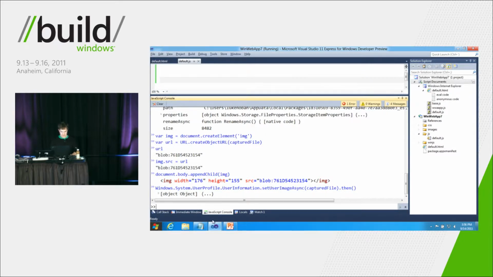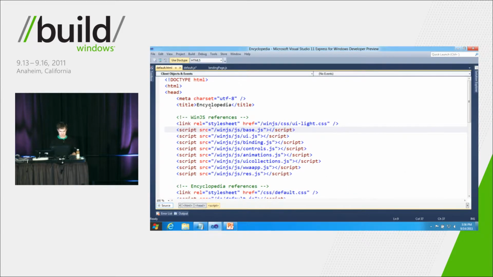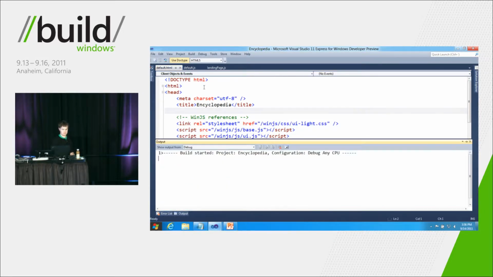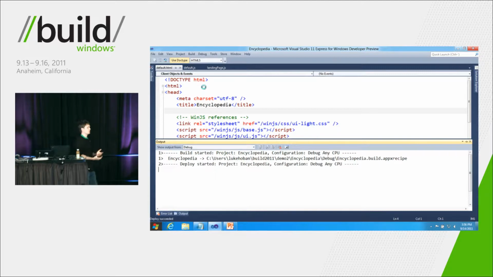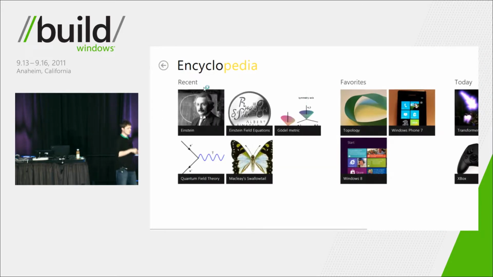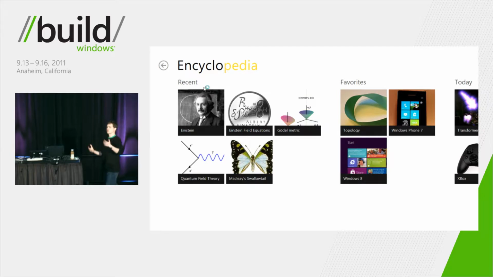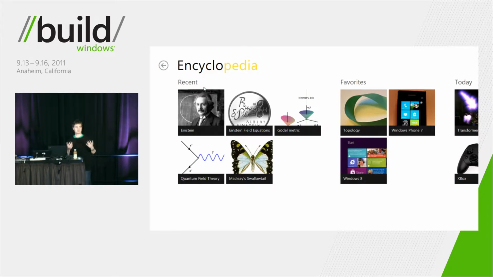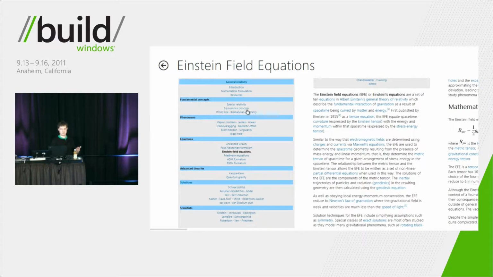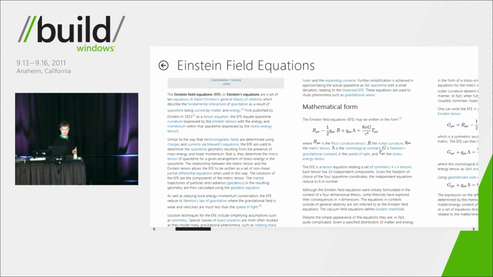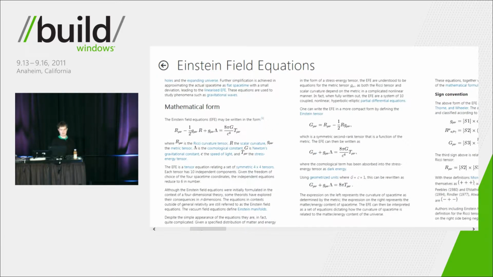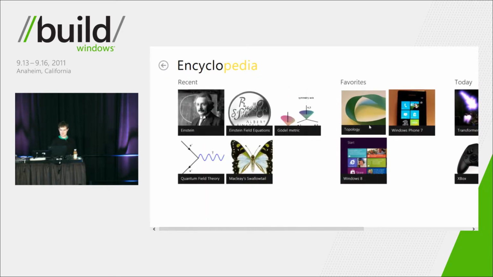So what I'm going to do here is switch over to another instance of Visual Studio. And what I have here is a simple application for an encyclopedia that I can run as a Metro-style application. So I'm just going to run this to give you a sense of what the application looks like before we get started. This is an application which allows me to browse encyclopedia content that's being pulled down from Wikipedia. And so I can go in and I can look at things like Einstein field equations. I can scroll through and look at this content that's pulled down and displayed inside a Metro-style application. I can click around inside some of these topics.